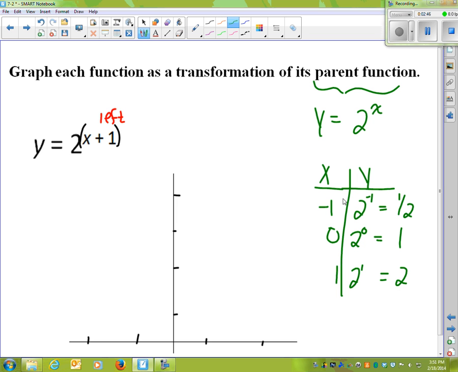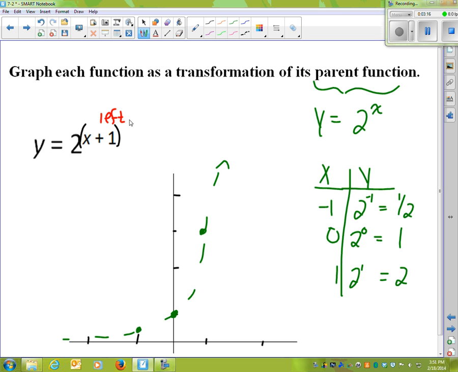So my parent function will be -1, 1/2. X is 0, y is 1, x is 1, and y is 2. This is not the answer, so I'm just going to dash in this function. This is the basic starting point.